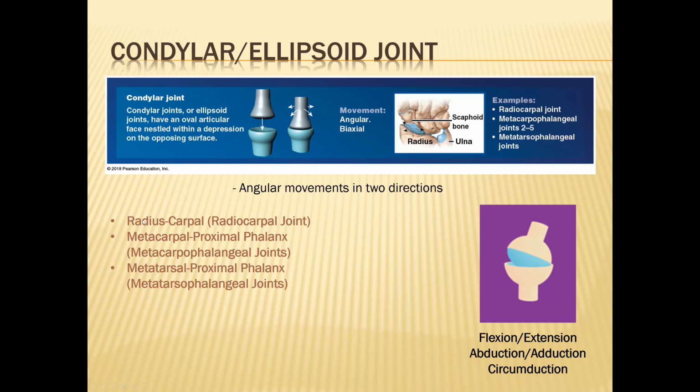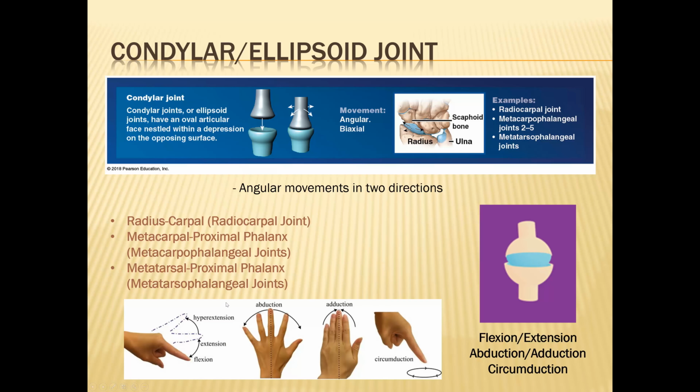It's also between your metacarpals and your proximal phalanges. So the joint is called a metacarpophalangeal joint. So this is between metacarpal 1, for example, and proximal phalanx 1. And then in your feet, between the metatarsals and the proximal phalanx, this is the metatarsophalangeal joints. So we're talking about where your bottom or your proximal phalanx connects with your metacarpal.